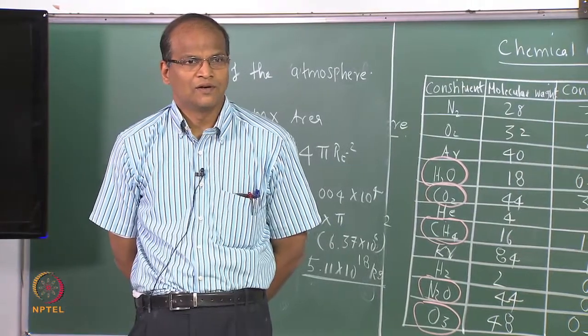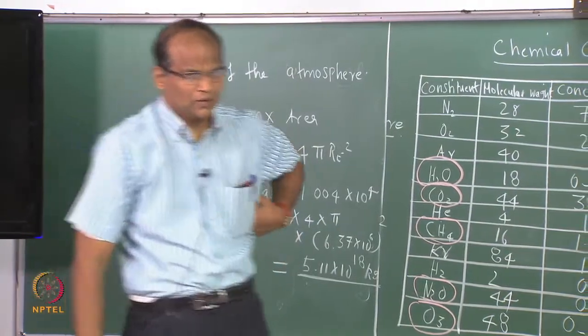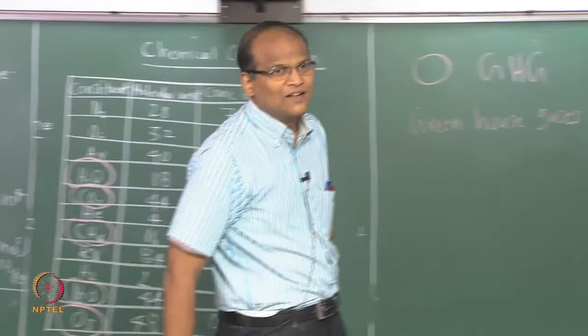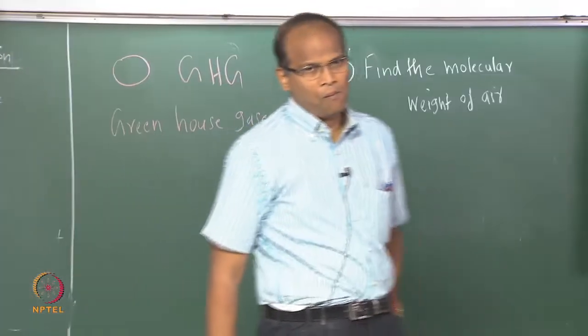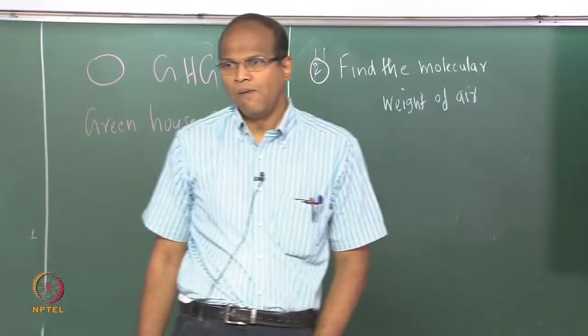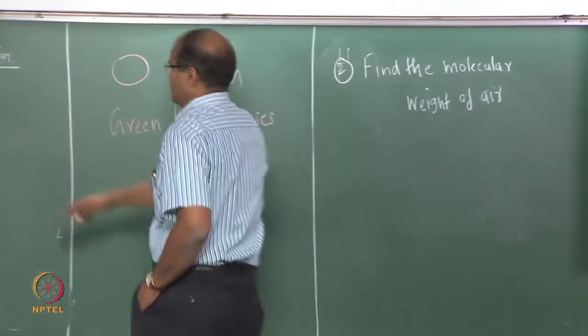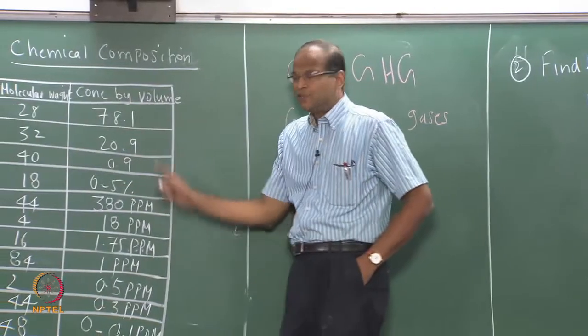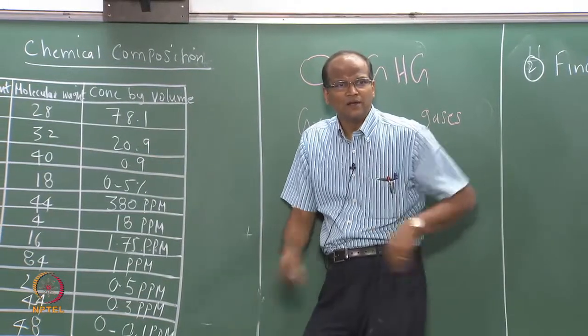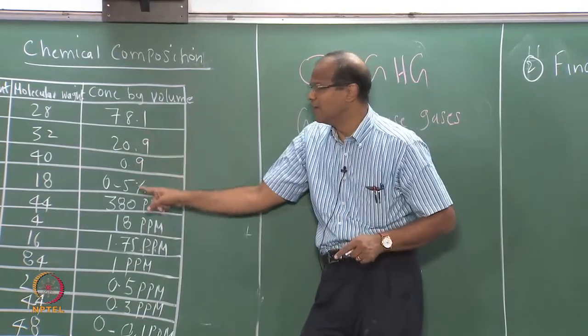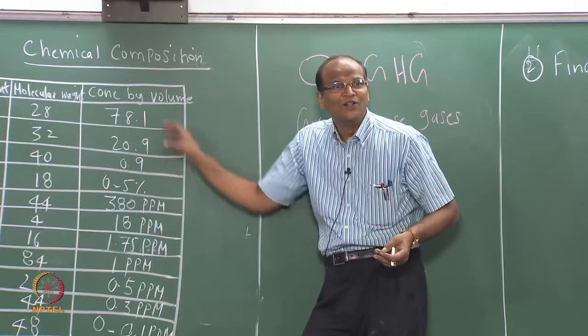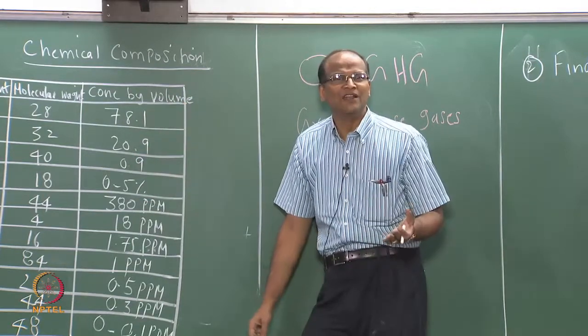Say that again. 29.2. Okay, it depends on up to which. First three. Water 0 to 5%. Then it will give, so this 0 to 5%, sir, you will say 78.1, 20.9, and 5 is exceeding 100. So all the others. So what does it mean?